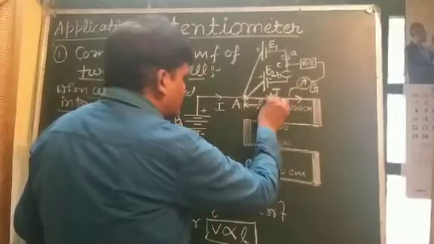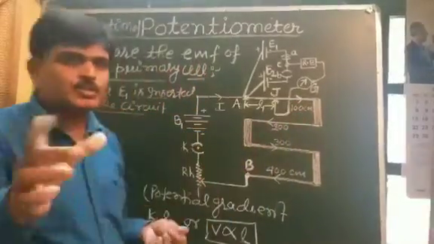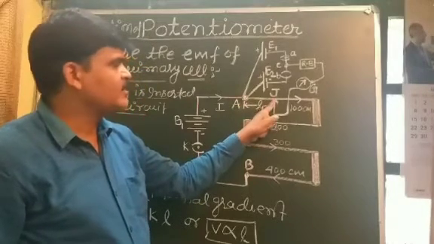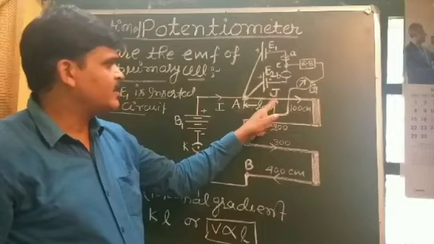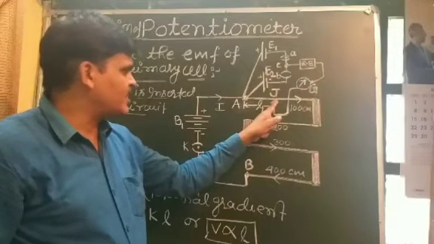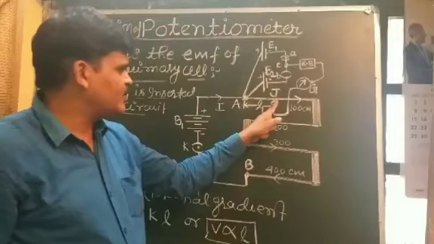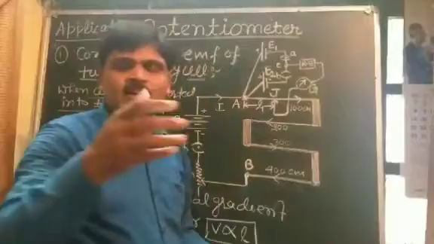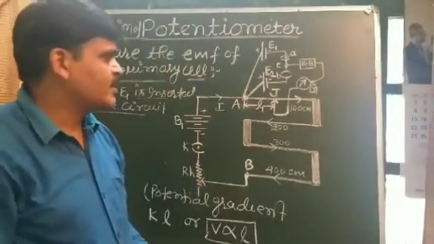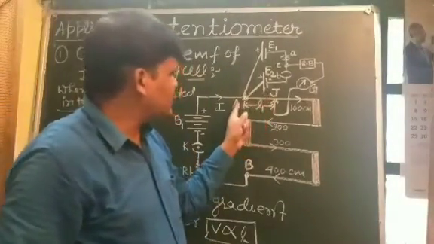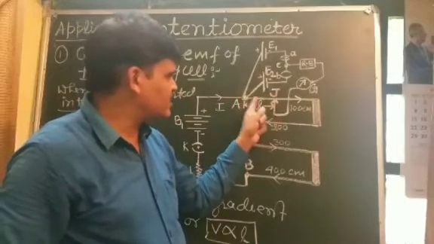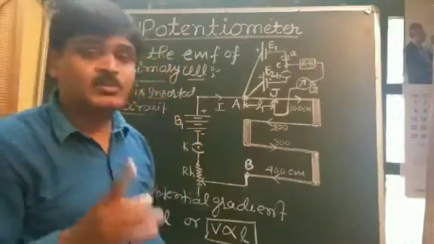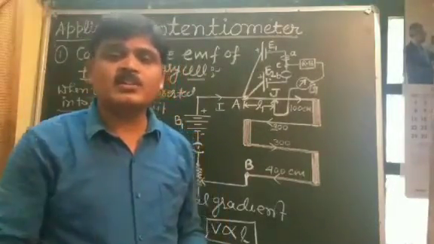Now touch the jockey on the potentiometer wire, and suppose, students, see here, suppose that the jockey J is touched on the potentiometer wire at point J, which is L1 distance from end A, and there is no deflection in the galvanometer. At L1 distance from end A, the jockey is touched on the potentiometer. If there is no deflection in the galvanometer, it means what?